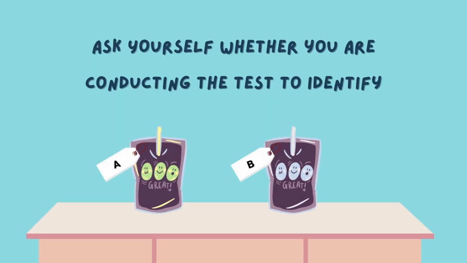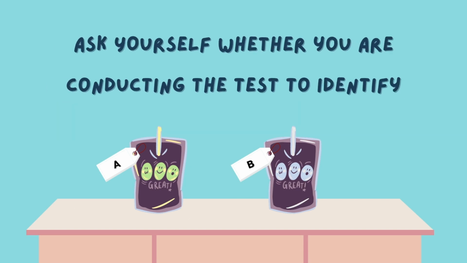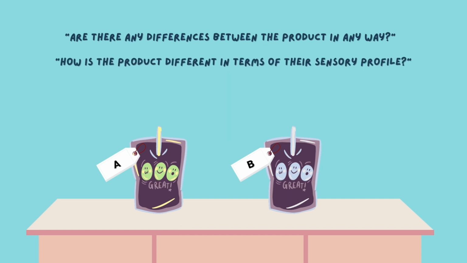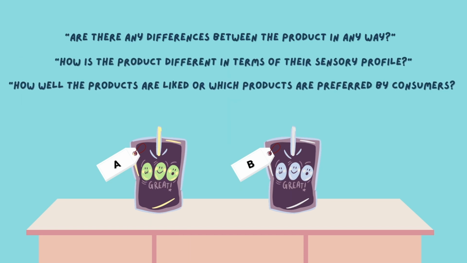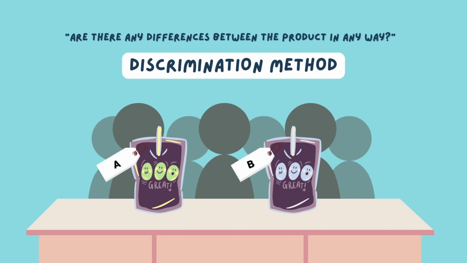To determine the right testing method, you will need to ask yourself whether you are conducting a test to identify if there are any differences between the products in any way, or you want to determine how the products are different in terms of their sensorial profile, or maybe how well the products are liked or which products are preferred by consumers. Well, if you're aiming for the first one, then that means you will be using the discrimination method.